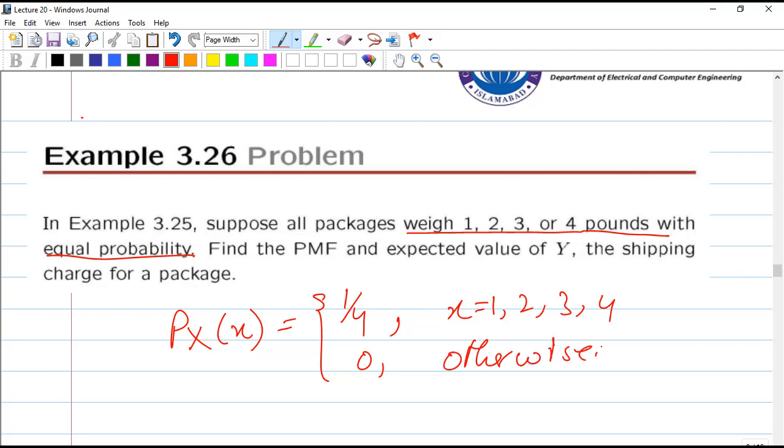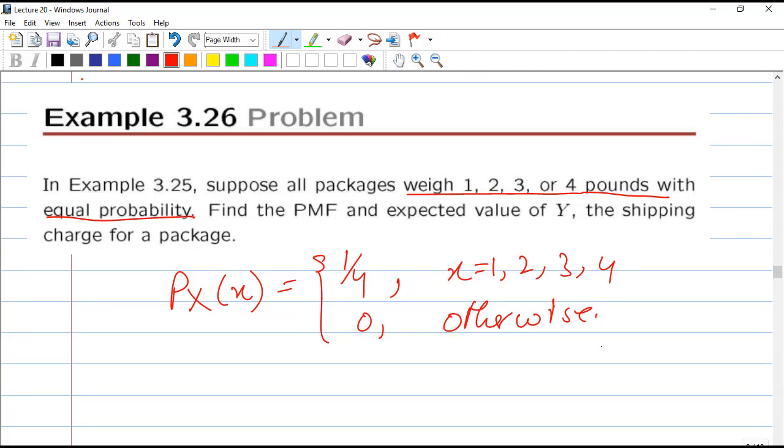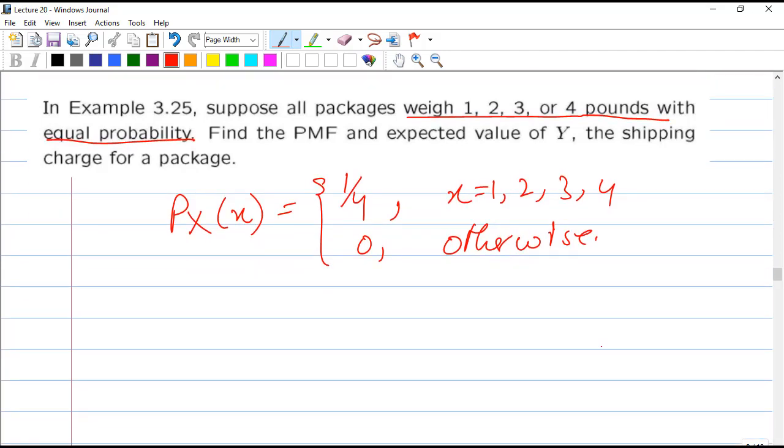Now we have to find out the range of that y. For that we have derived the g of x as x into 105 x minus 5 x square, which is equal to y. So we will put 1, 2, 3 and 4 for the x, and we will get the values of y.